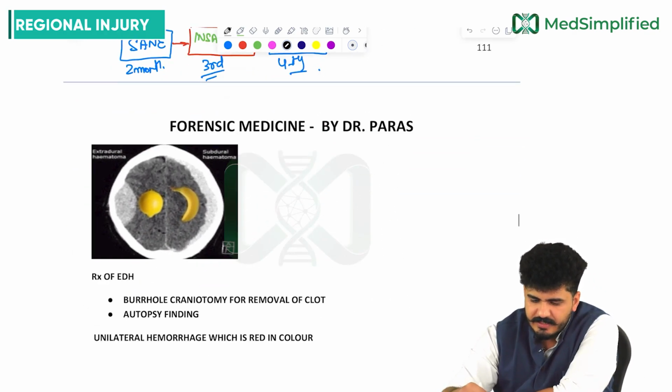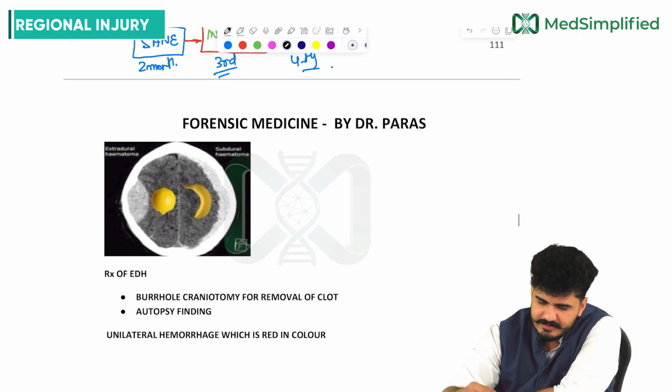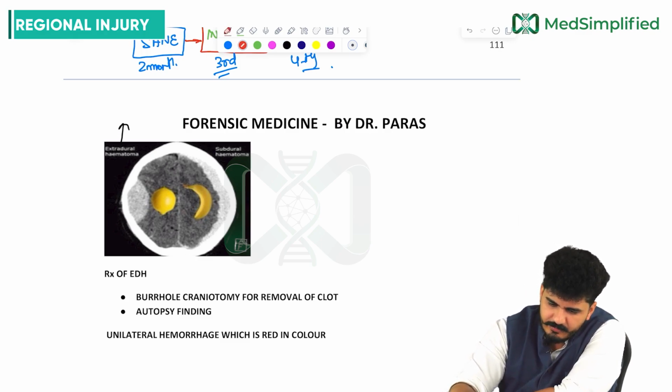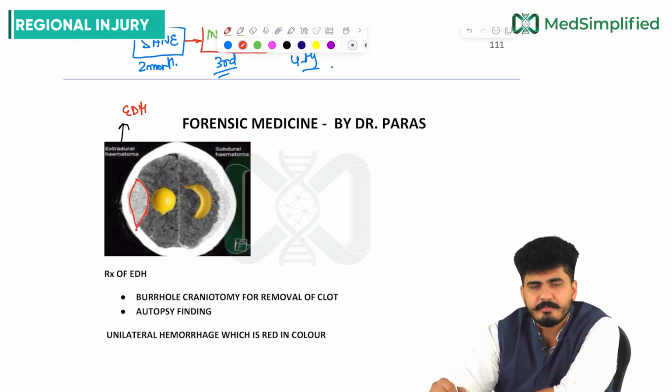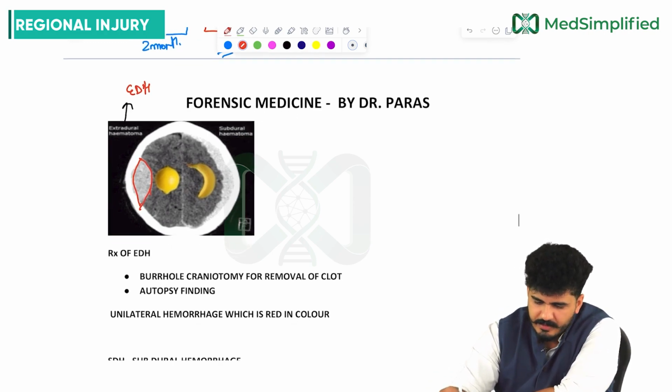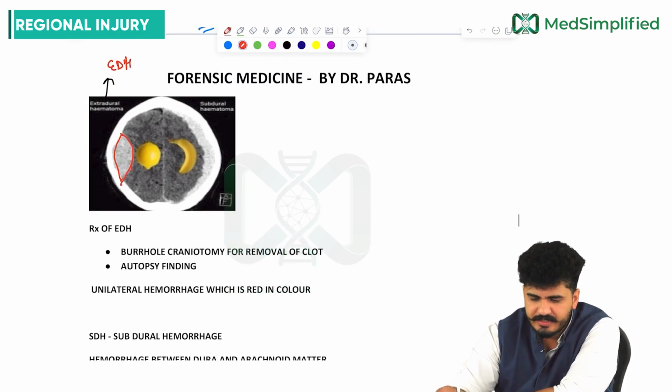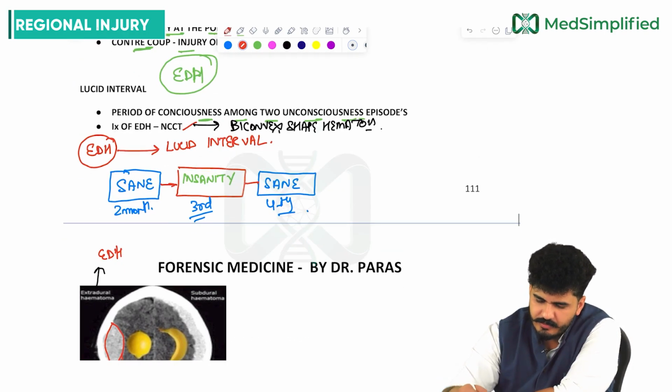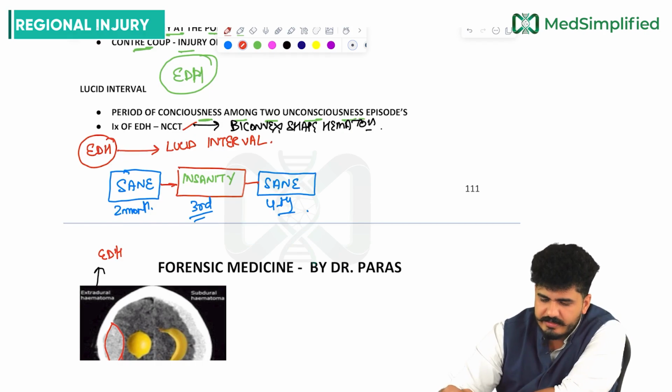Now my dear friends, if I can show you with the help of a diagram, this is EDH, extradural hematoma, and you can see this lemon shape, also we call this idli shape, also we call this biconvex shape. Treatment of EDH, how will you treat? And before that I just want to tell you, here is one more rule in this lucid interval.